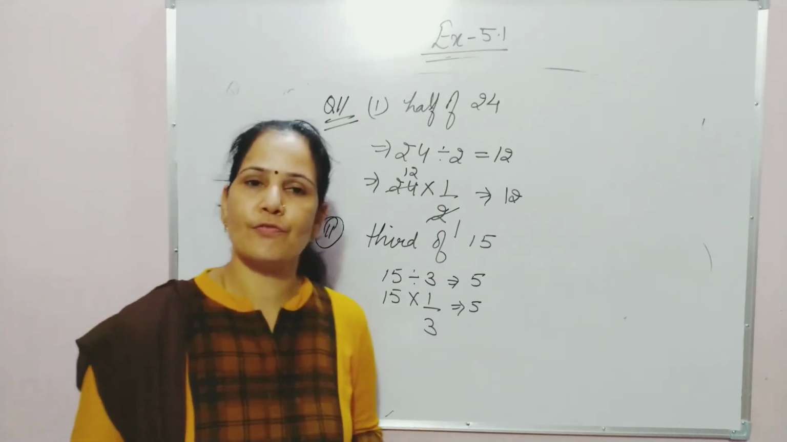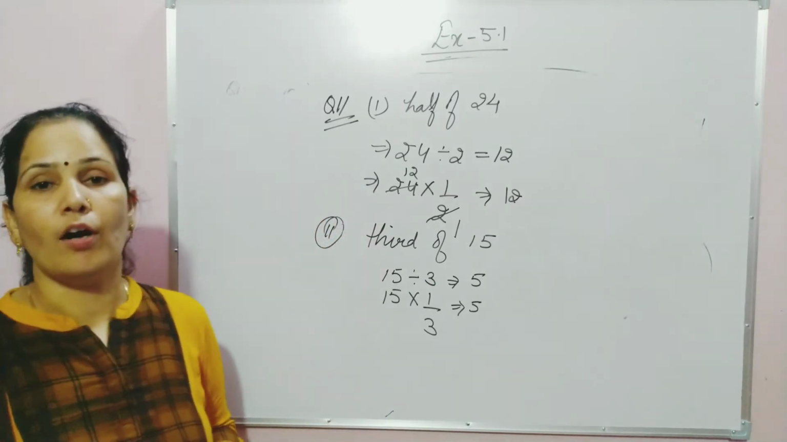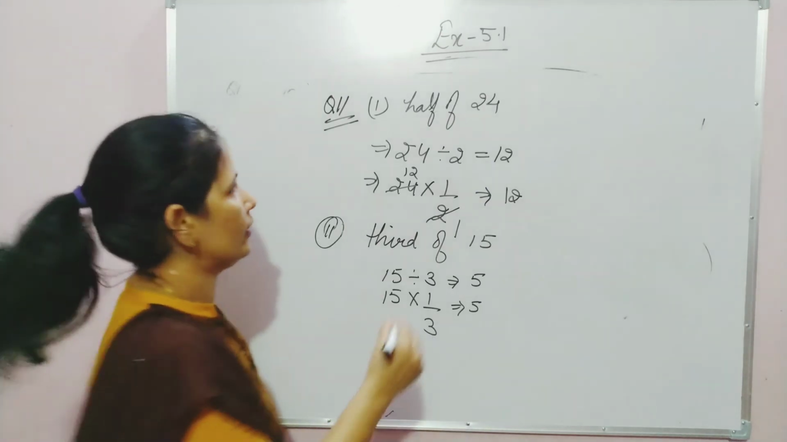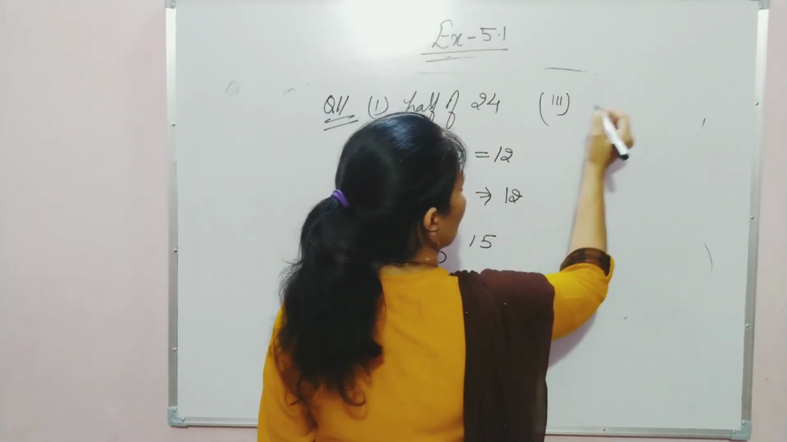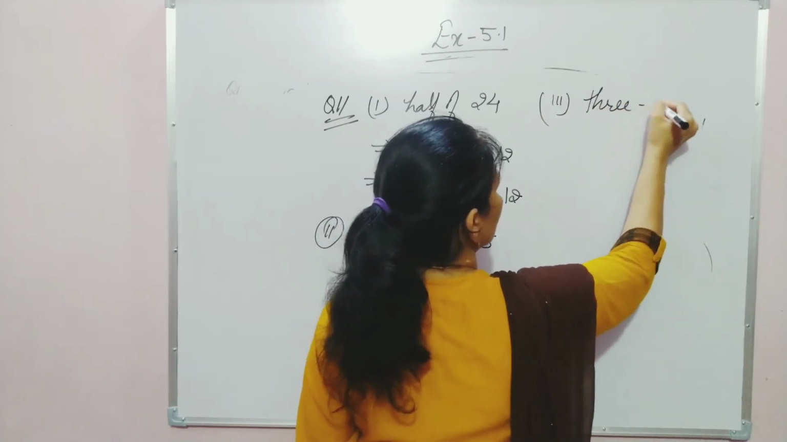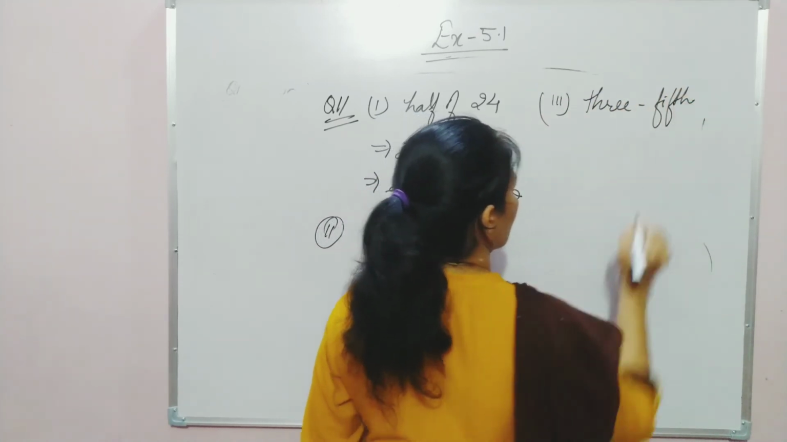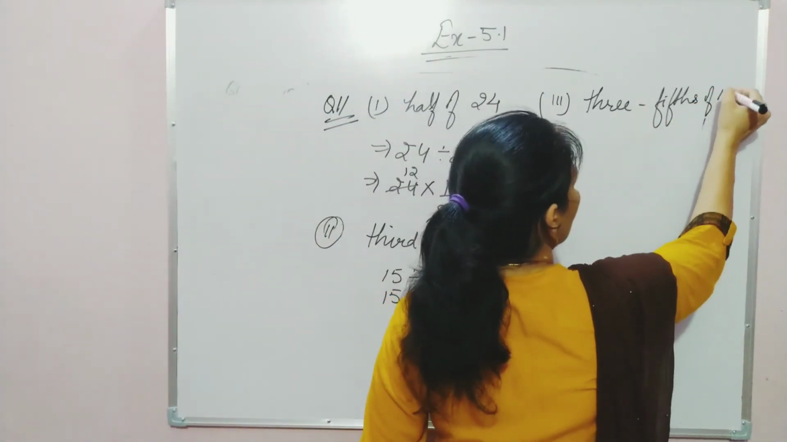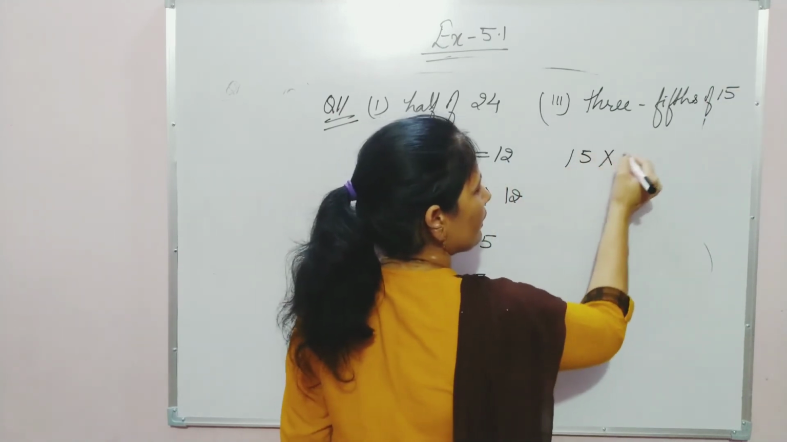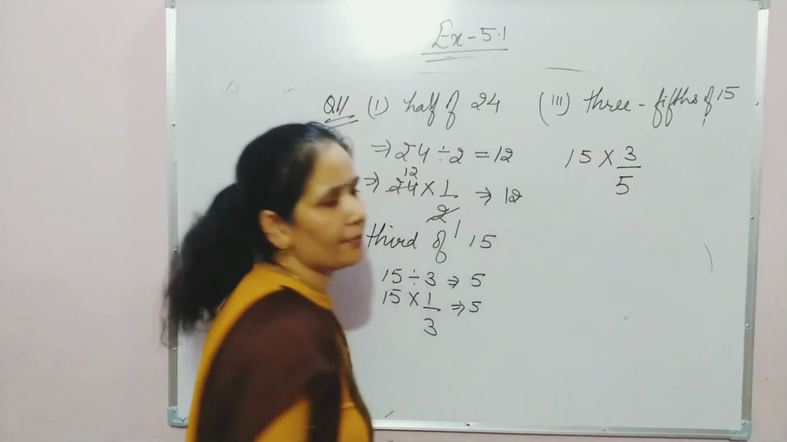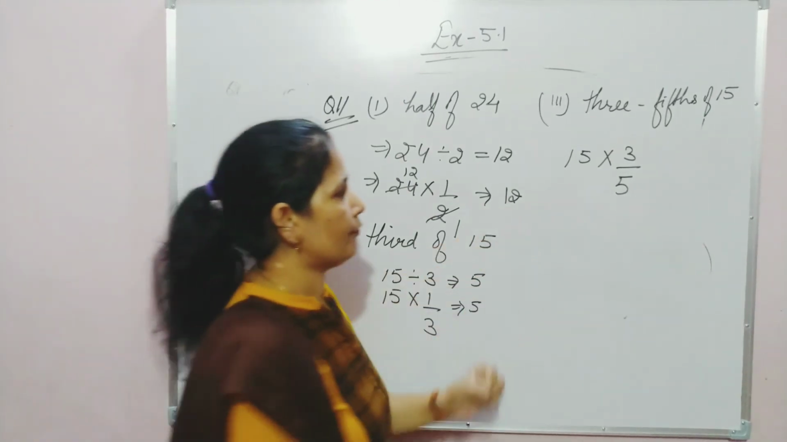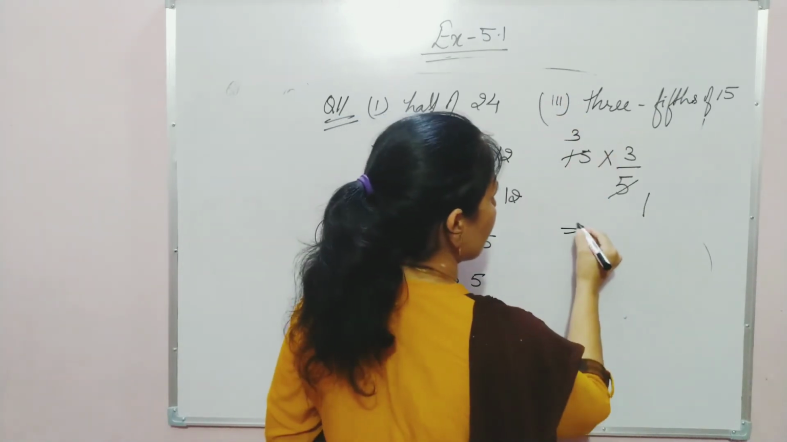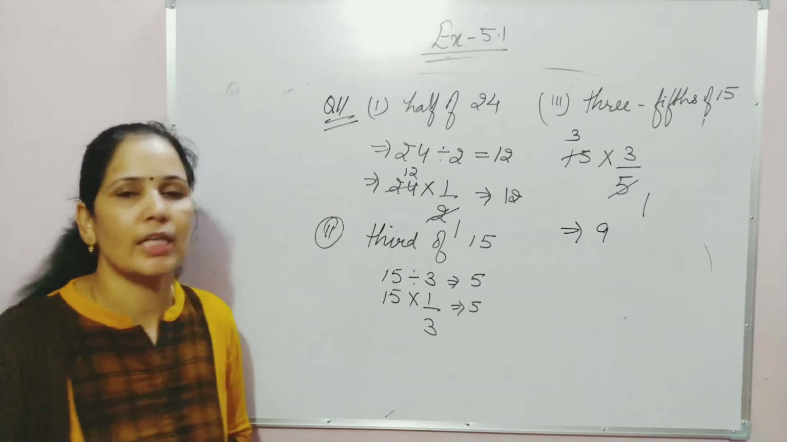Now the last question for today. What is 3/5 of 15? Students, try to observe whatever they have given. They told 3/5. 3/5 means 3 by 5. 3/5 of 15 means 15 multiplied by 3 by 5. Okay students. So 5 1s are 5, 5 3s are 15 and 3 3s are 9. 3/5 of 15 is 9.